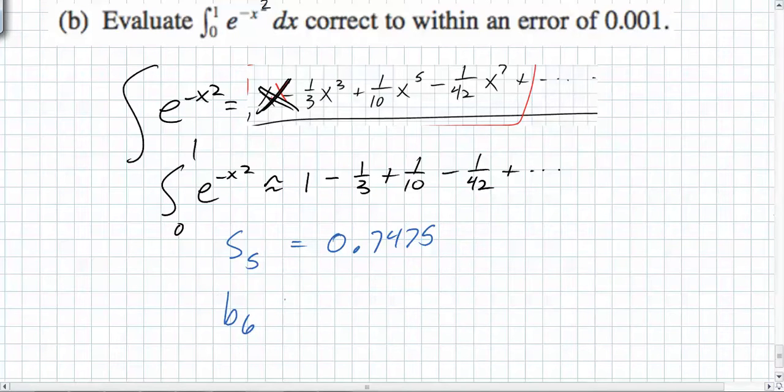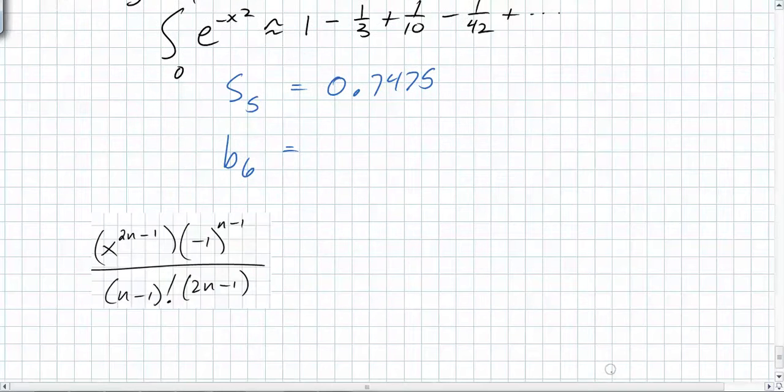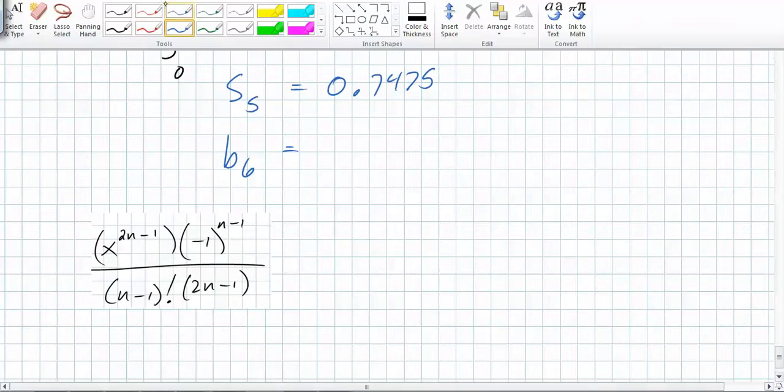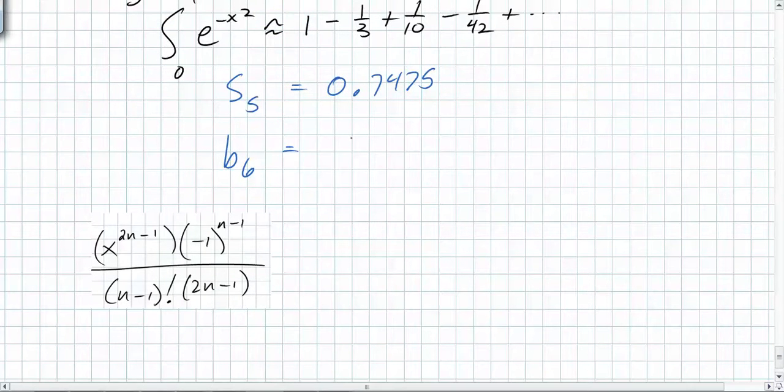But then what you can do is you can find out what the 6th term is, like B6 right here. What is the 6th term going to be? 1 over 6 factorial. Let's just be careful. So if we plug in 6, what do you end up with? 1 over 1320. Yes, but it's x to the what? Oh, x to the 11th. X to the 11th, right? Yeah. -1 to the 5th over what? 5 factorial times what? 11.